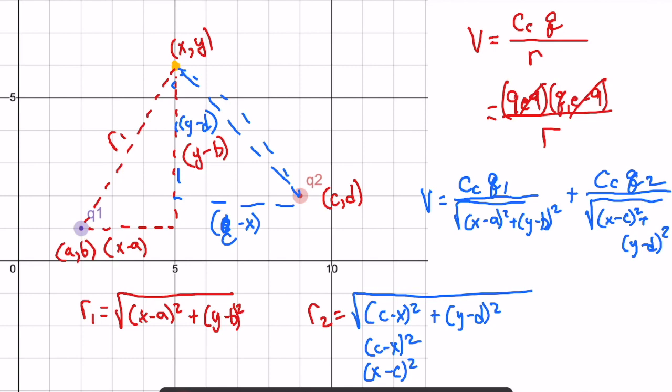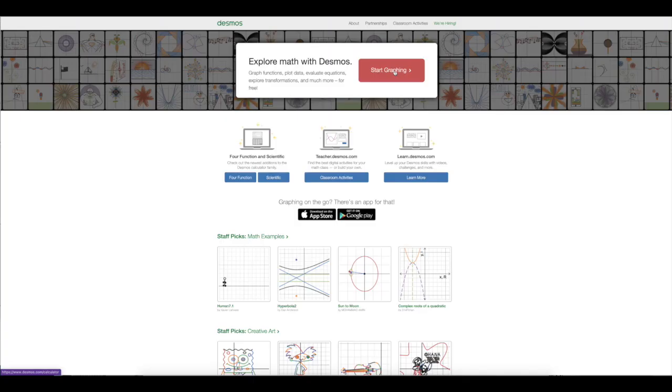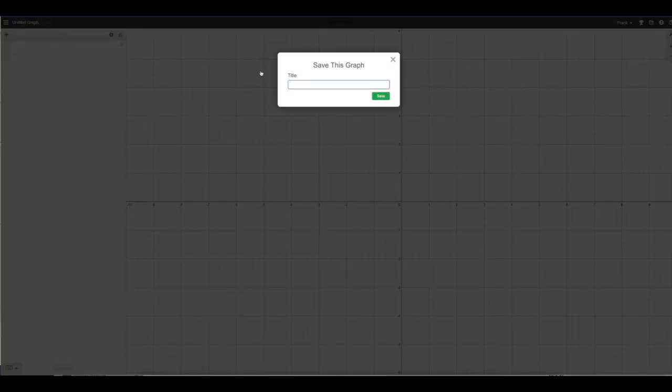Hopefully you understood basically what we're doing here, and hopefully with Desmos this will become very easy today. So start by clicking here where it says start graphing. I suggest making sure you're logged in so that you can keep this in your Desmos account. You can go over here if you'd like and give it a name.